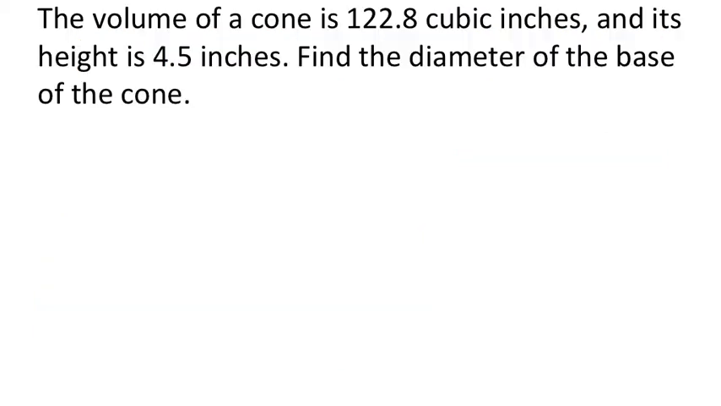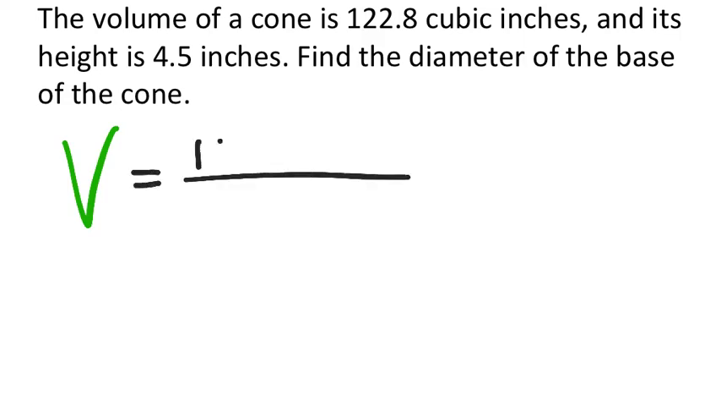The volume of a cone is 122.8 cubic inches and its height is 4.5 inches. So we're going to be solving for the diameter, it looks like. Now remember, even in the formula, the diameter is not shown, but the radius is, and that's all we really need on this one. So volume for a cone: pi times the radius to the power of 2, times the height, all over 3.